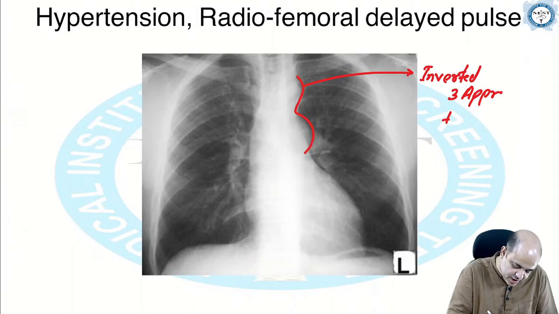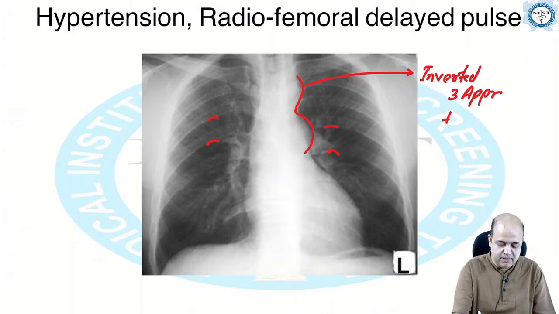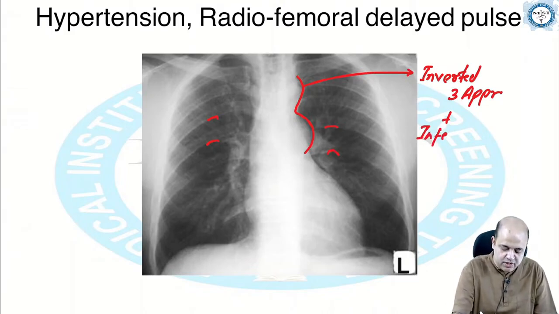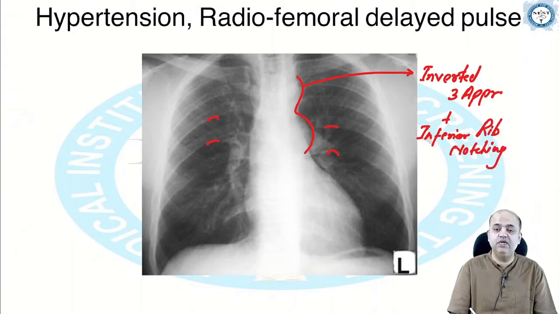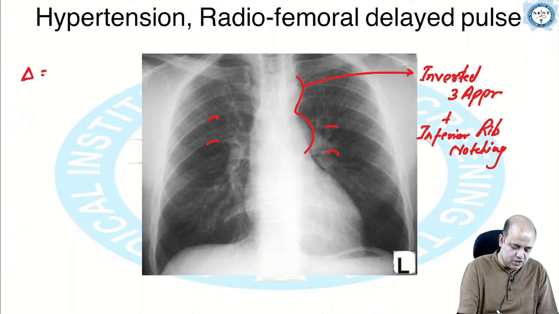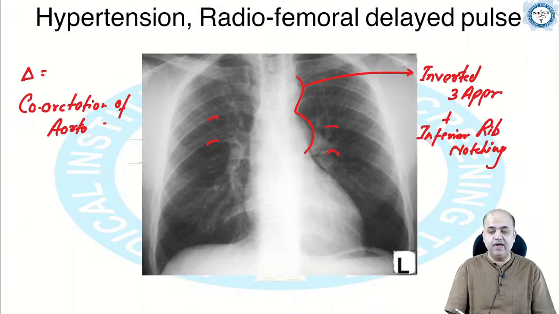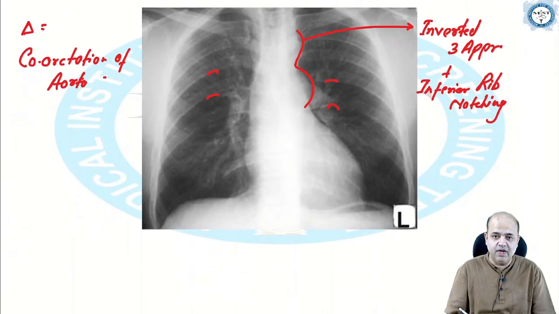And with this, what do we get? Additionally, we are getting the notching along the inferior border of the ribs, inferior rib notching. The diagnosis is coarctation of the aorta.